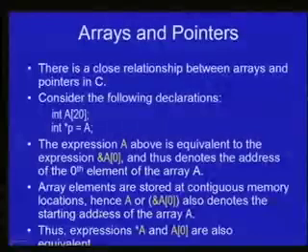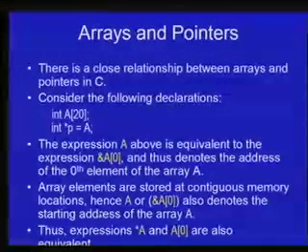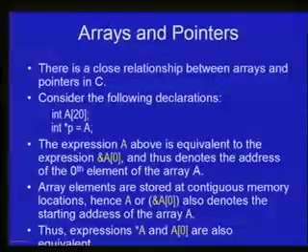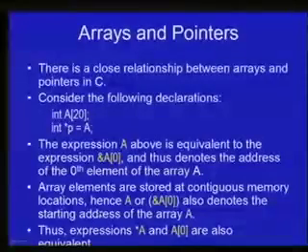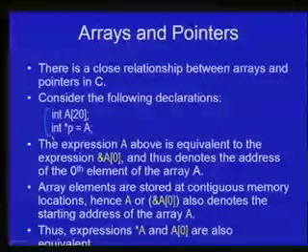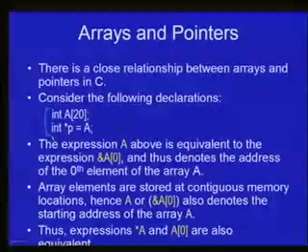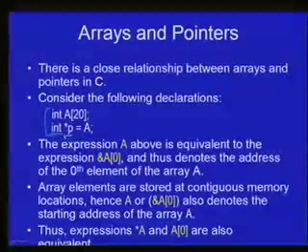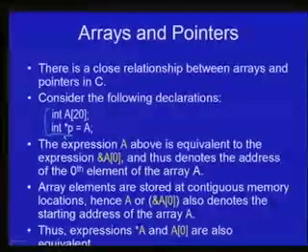In C, there is a very close relationship between arrays and pointers, and as we will see, in some cases arrays and pointers can be used interchangeably. So to begin with, consider the following two declarations. int a[20], so we are declaring an array called a of 20 integers, and then we are declaring a pointer variable p, which is of type int star, and the initial value of p is nothing but a.